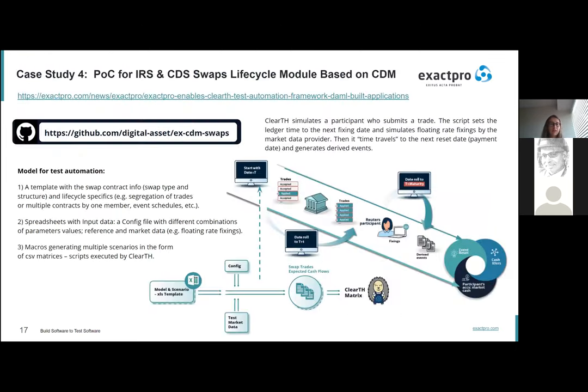And another case study is again around the business layer, and it is the one with the digital asset modeling language, DAML. And here we used digital assets swaps lifecycle module application, which was based on the ISDA CDM model. In this case, the simulation that we did was performed in one of the parties' node, as well as in the market data provider node, plus the testing framework emulated time shifts to facilitate the checks which were associated with particular lifecycle events in a swap.